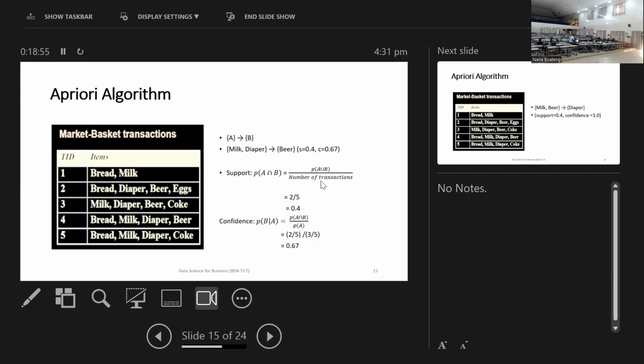Twice. Okay, which transaction? The third transaction. The third and the fourth transaction. Okay, so which means that milk, diaper, and beer appear twice. All right. Therefore, the support will be what? 2/5.